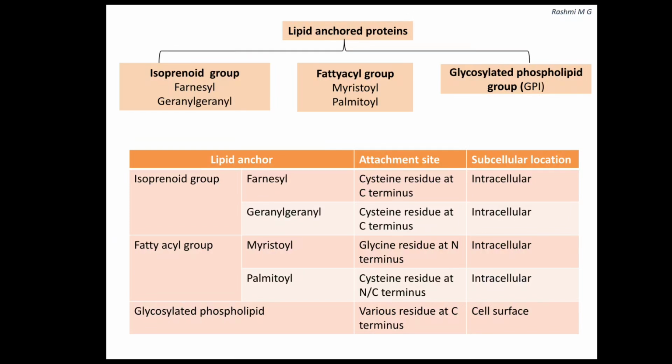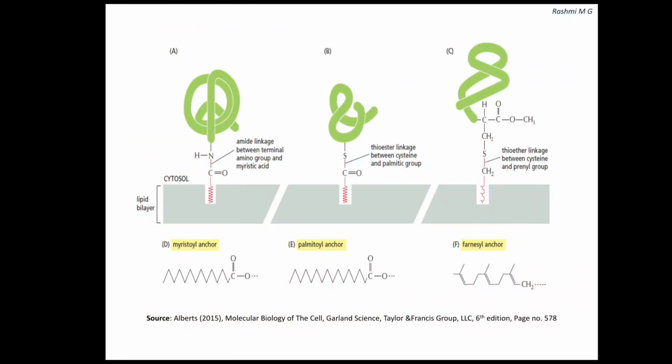A myristic acid, which is a 14 carbon saturated fatty acid molecule, attaches to a protein through an amide linkage to the alpha amino group of an N-terminal glycine residue. A palmitic acid, which is a 16 carbon saturated fatty acid molecule, attaches to a cysteine residue close to the N or C terminus via a thioester linkage. A glycosyl phosphatidyl inositol molecule, which is GPI, attaches to the C terminal amino acid via an amide linkage. GPI-linked proteins occur on the exoplasmic face of the plasma membrane.